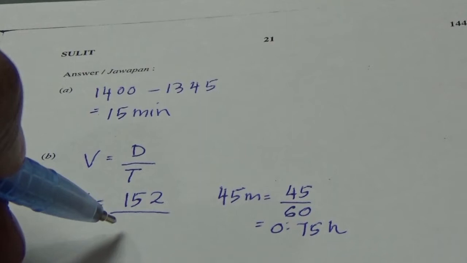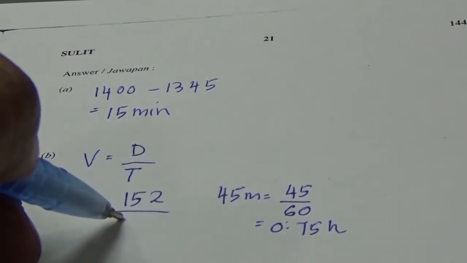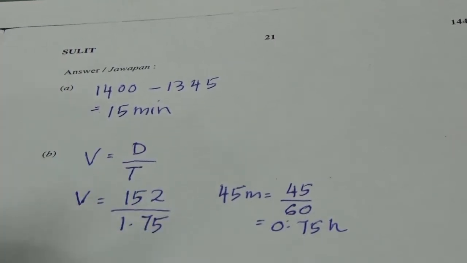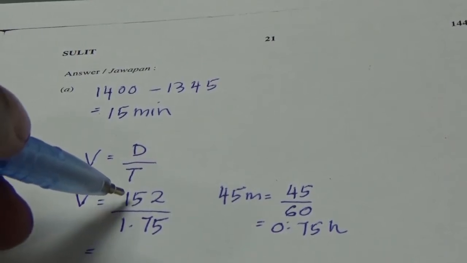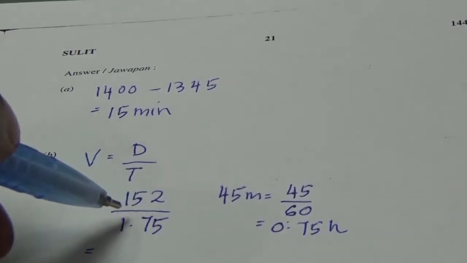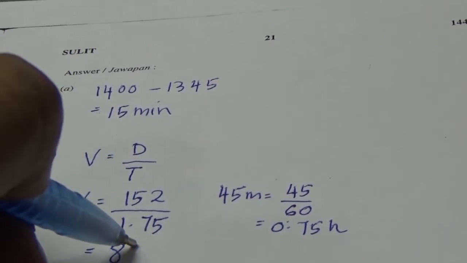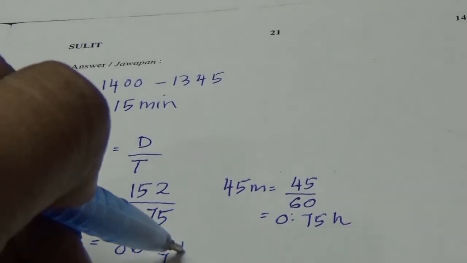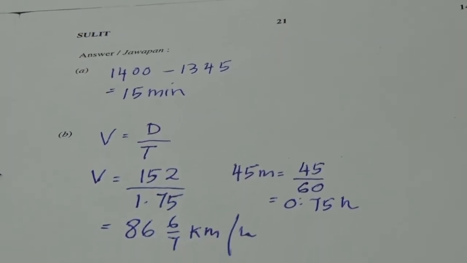Therefore, speed would be 152 kilometers divided by 1.75 hours. If you use your calculator, 152 kilometers divided by 1.75 hours would give you 86.857 kilometers per hour. That is question B.